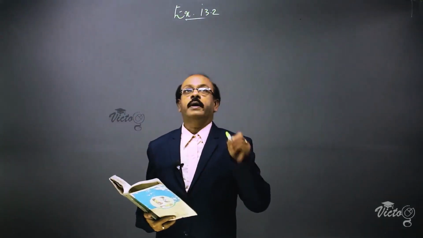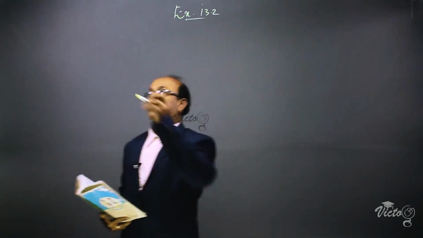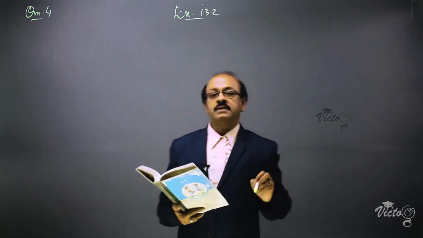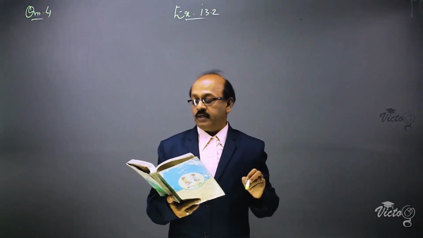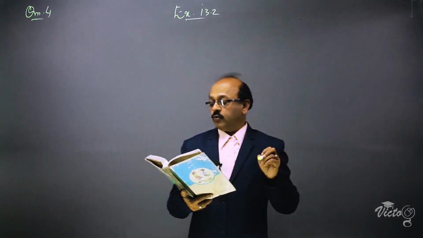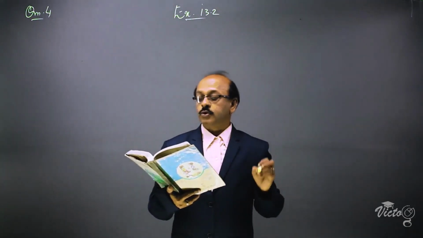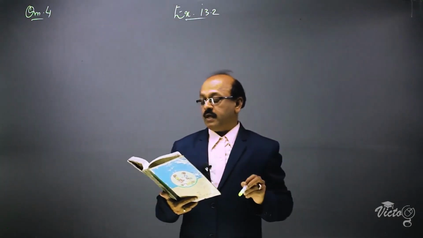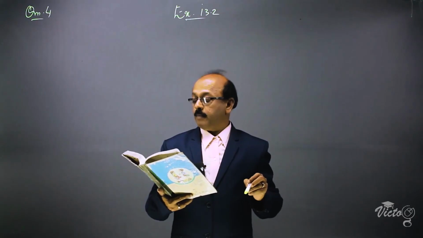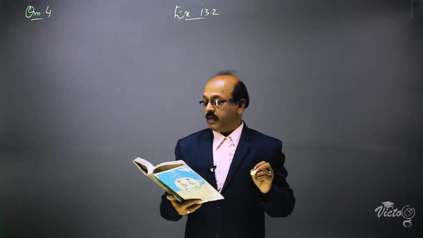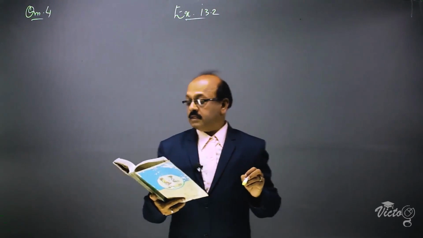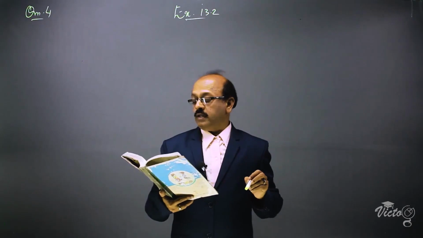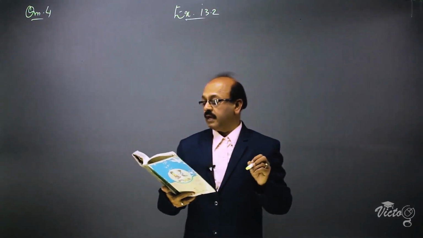We are continuing exercise 13.2 on surface areas and volume. Question number 4. A pen stand made of wood is in the shape of a cuboid with 4 conical depressions to hold pens. The dimensions of the cuboid are 15 centimeter by 10 centimeter by 3.5 centimeter. The radius of each of the depressions is 0.5 centimeter and the depth is 1.4 centimeter. Find the volume of wood in the entire stand.